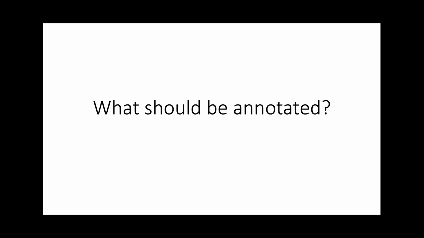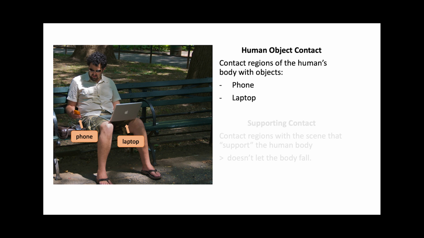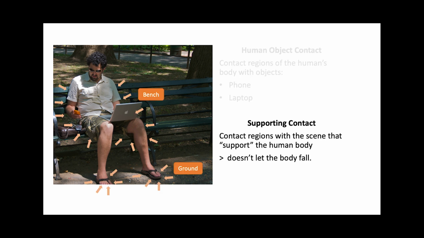What should be annotated? In this task, workers are required to annotate 2 types of contact regions on the body. First, body regions, which are in contact with the specified object, such as the laptop and the phone in this image. Second, body regions that are supported by the scene, which we refer to as supporting contact. For example, in this image, the body is supported by the bench and the ground.